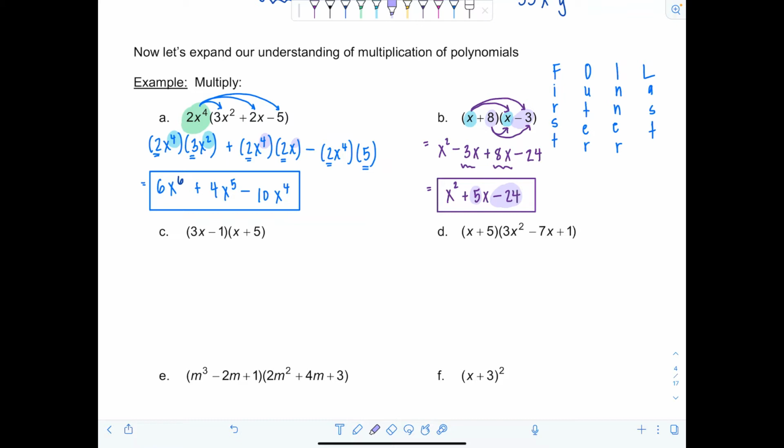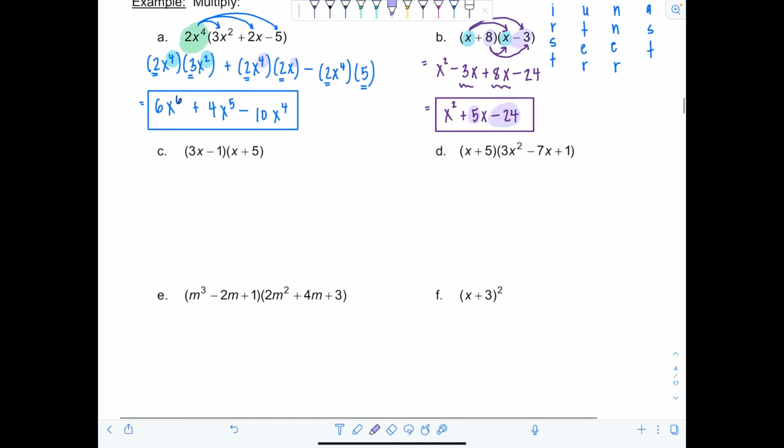All right, you probably already noticed that anyhow. Now looking at example C, we can't use the shortcut that I talked about. Why not? Because there's a 3 in front of this x. It ruins it for everybody. So we do have to sit there and FOIL this one all the way out, okay?